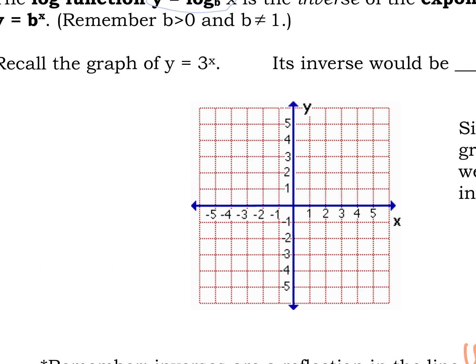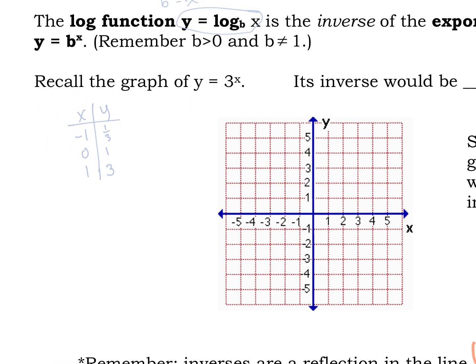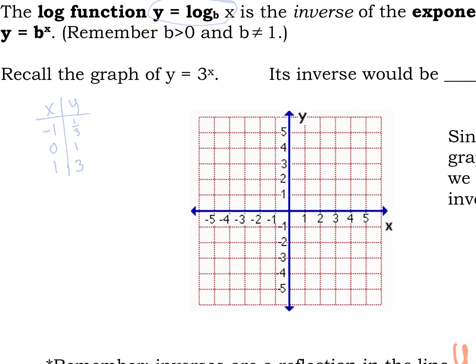So y is equal to 3 to the x. If we were asked to graph that, think about what we would do. We would do a table of values. And remember, there were very specific x values I asked you to use. If we plug in 3 to the negative 1, we get 1/3. 3 to the 0 is 1. 3 to the first power is 3. So that's what the table of values looks like for our exponential graph.